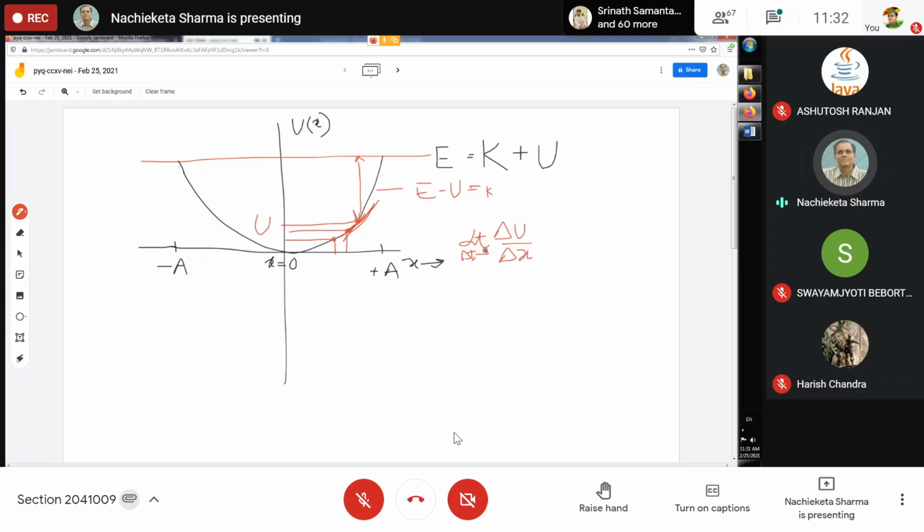All these kinds of things we have extensively discussed. Then this will become the slope, because slope is y2 minus y1 divided by x2 minus x1. Okay, so this becomes your dU by dx. But if you want to find out the force, then you have to take the negative of the slope at that point. So that is another piece of information.